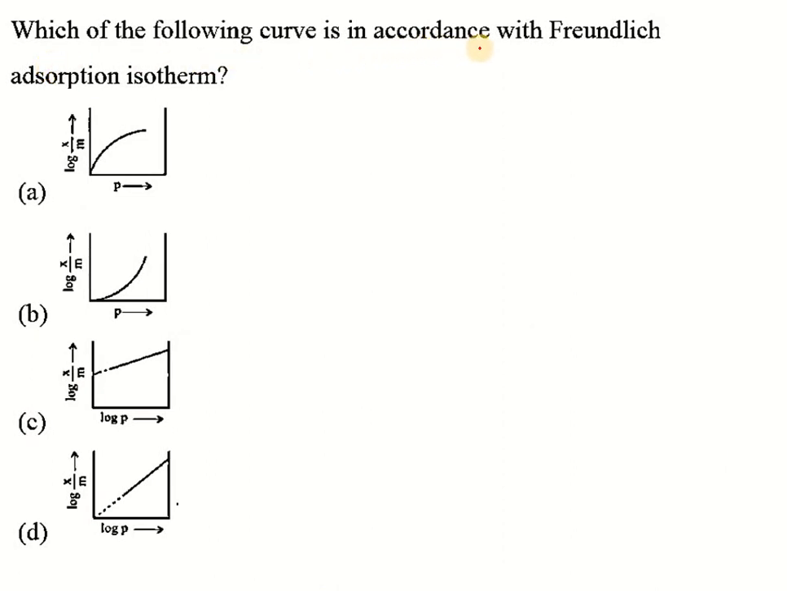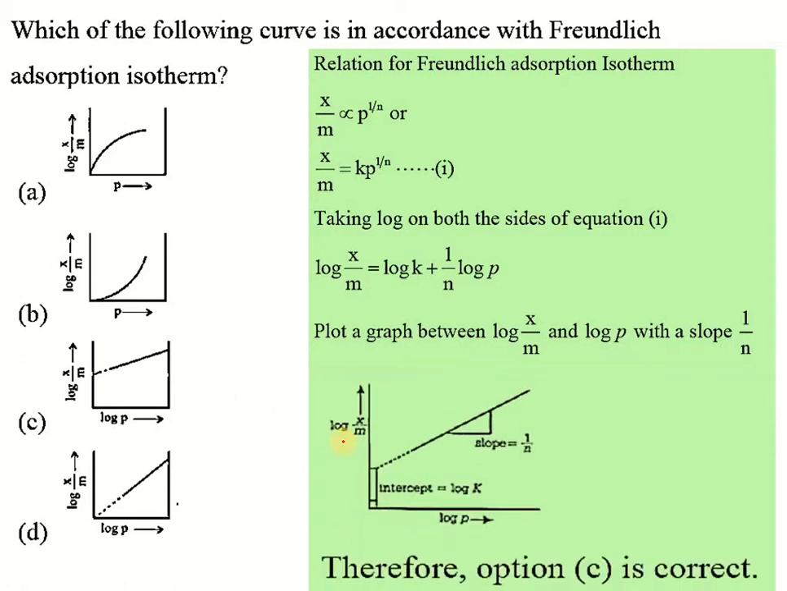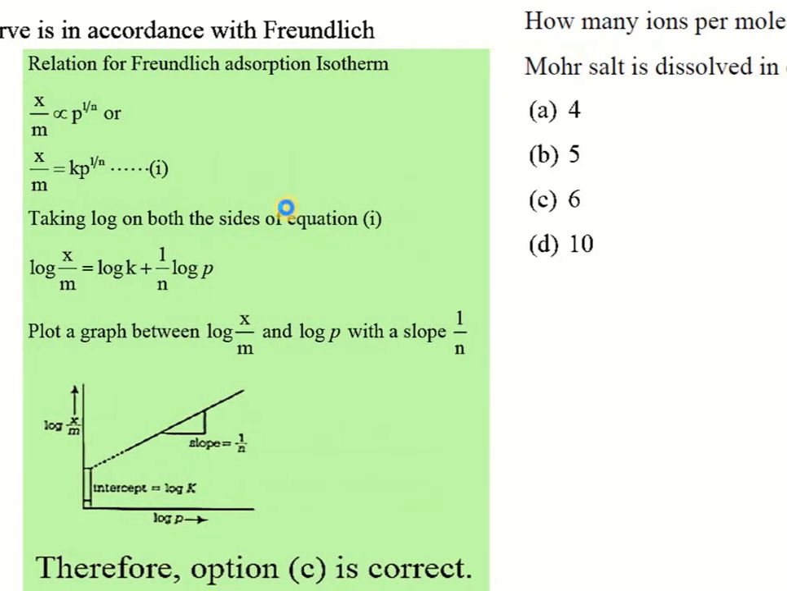Which of the following curves is in accordance with the Freundlich adsorption isotherm? According to the Freundlich adsorption isotherm, the logarithmic form is log x/m equals log k plus 1/n log p, where 1/n is the slope. Along the y-axis we take log x/m, along the x-axis we take log p, according to the general formula y equals mx plus c. So this graphical representation has slope 1/n, which matches with the option C diagram. So option C is the right option for the Freundlich adsorption isotherm.